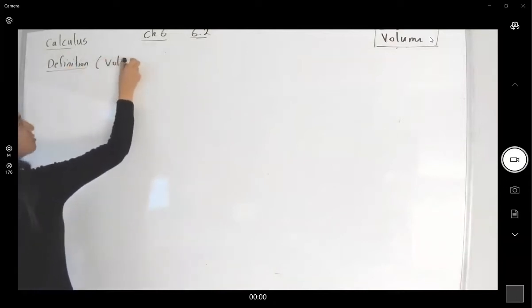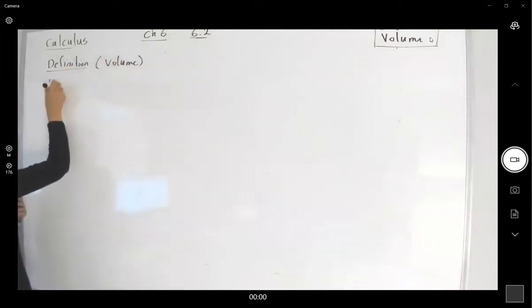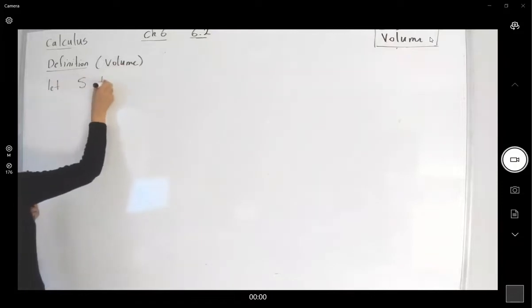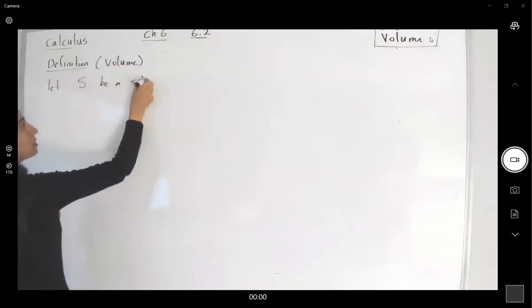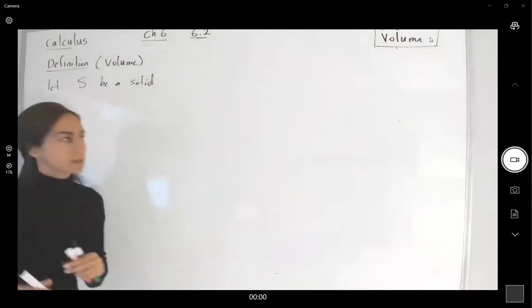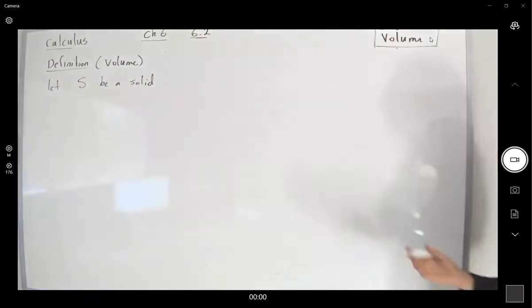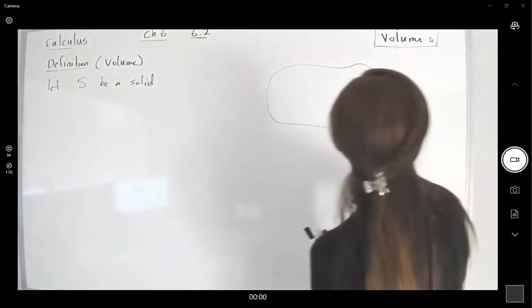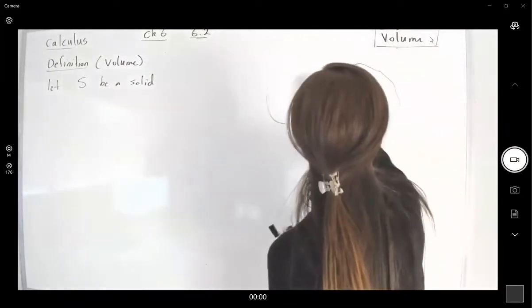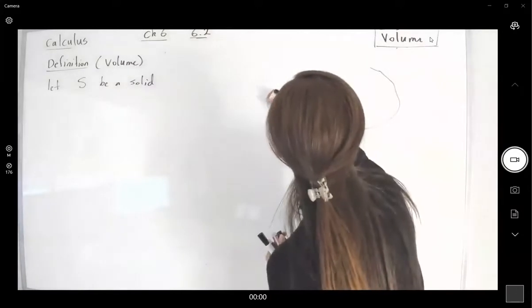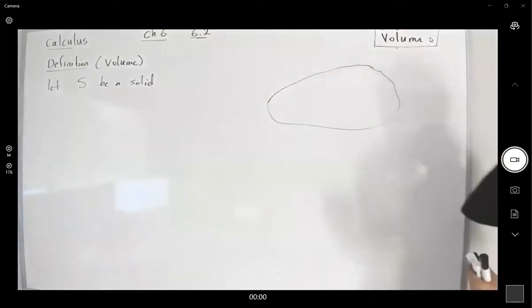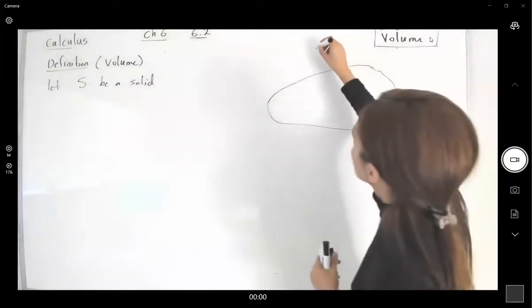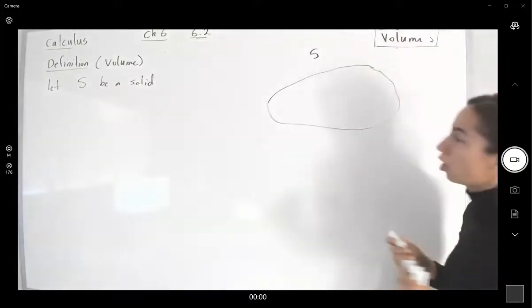of volume. Let S be a solid in the space. So what do we have? We have an object. Okay, this is an object in the space. We're interested in finding the volume of this object.